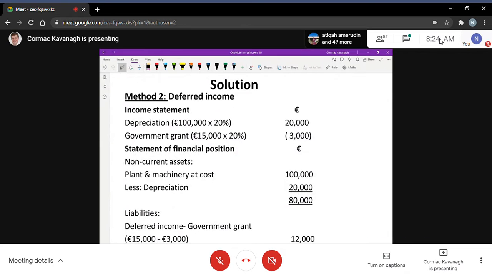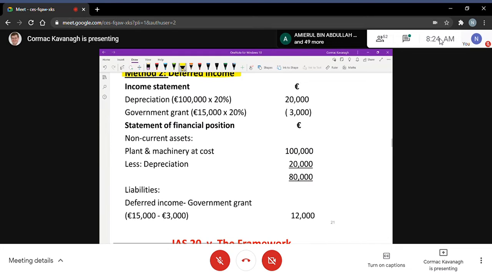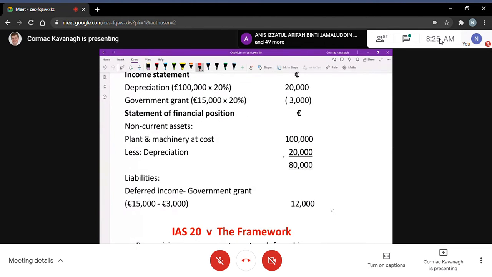Method 2 is where we create deferred income. If we look at the balance sheet to start off with, our asset is now at a cost of 100,000. So we have an asset on our balance sheet, 100,000. We have a liability on the opposite side of the balance sheet, which is this deferred income, which starts off at 15,000. That's the amount of cash received. So that's the grant we actually received. Then we're going to depreciate the asset, 20,000.